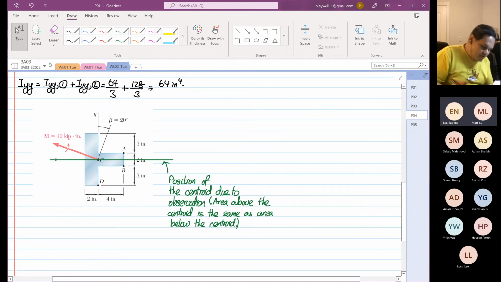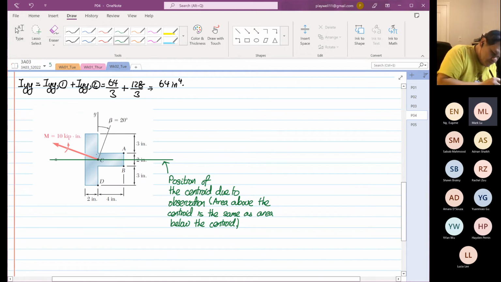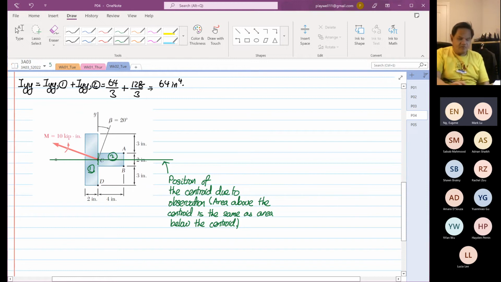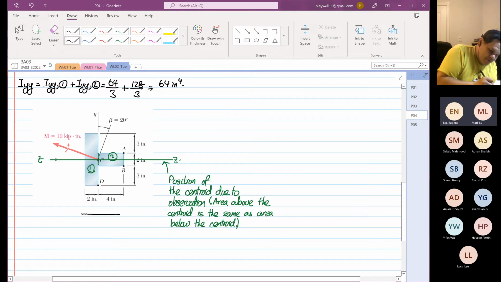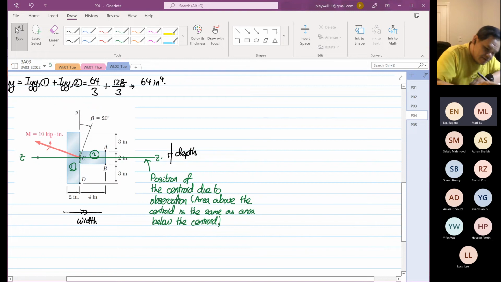Okay, so now we are going to divide this into 2. Okay, and this is our 1, and this is our 2. Okay, so section 1 and section 2 again. So the axis of interest is our ZZ axis, as you can see now. So we know that over here, anything parallel is the width. Anything that is perpendicular, this will be the what? The depth.